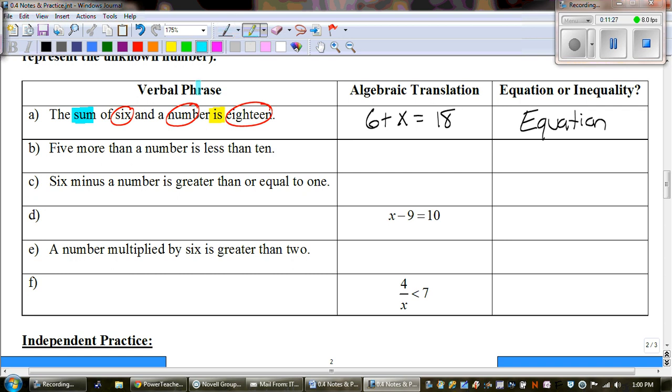Let's look at the next one. It says 5 more than a number is less than 10. Okay, so 5 more than a number is less than 10. And remember, more than, what do we have to do with more than? Yeah, we have to switch that order. So if you don't know if it's an equation or inequality yet, let's write it out. Let's do the translation. We have to switch the order, so x plus 5 is less than 10. So what's that going to be? Yeah, that's an inequality.